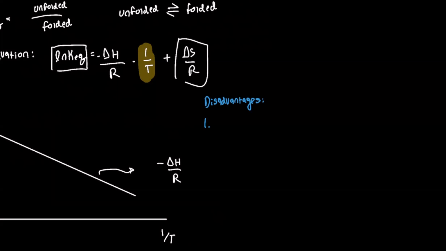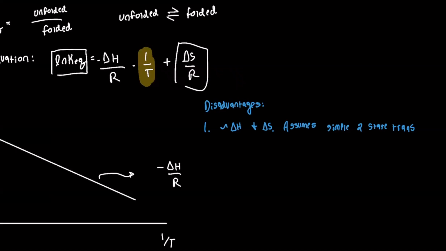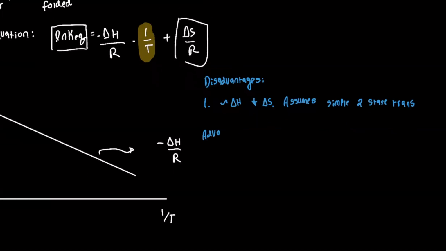So one disadvantage is that it's only approximate. It's only approximate delta H and delta S. And it also assumes it's a simple two-state transition, which isn't always the case. But there are some advantages to this one as well. And really, it's just fast, it's easy, and you only need a small amount.